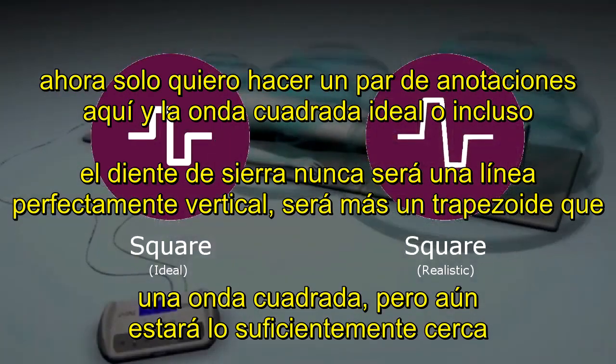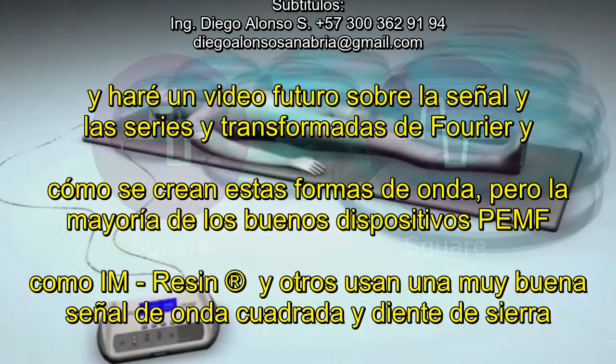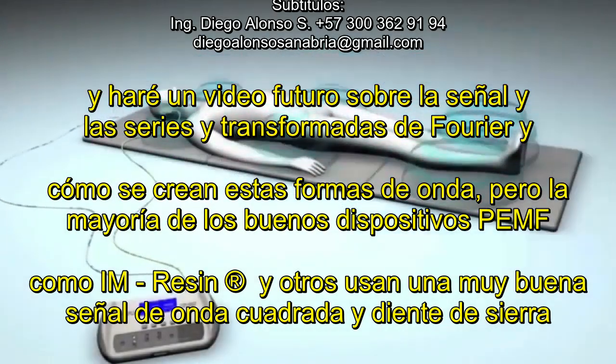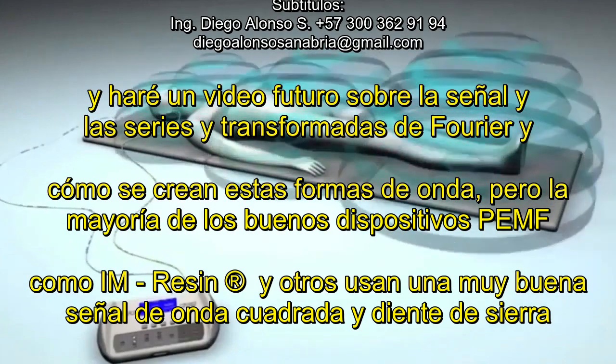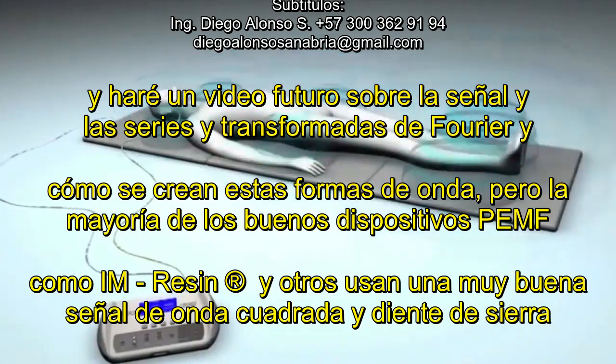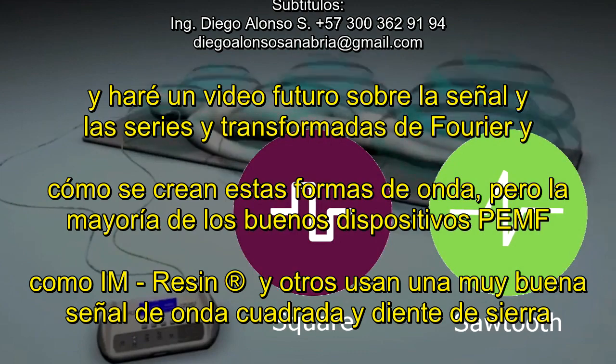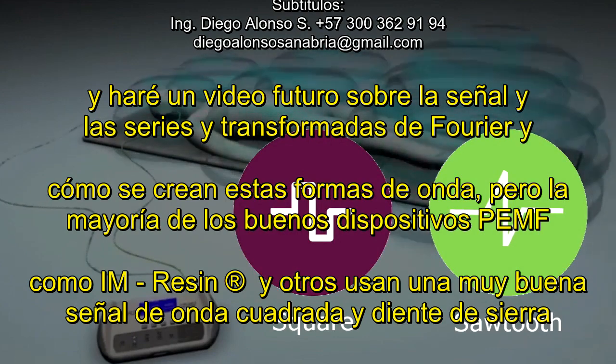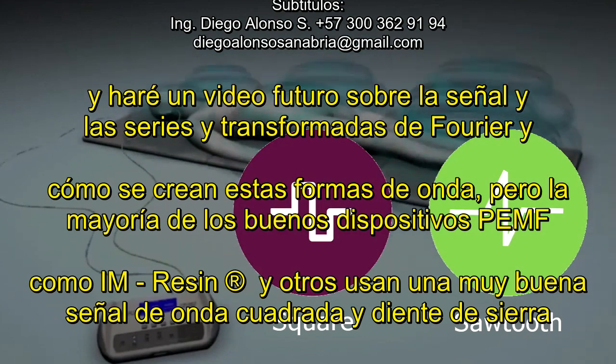Now, I just want to make a couple notes here. An idealized square wave, or even sawtooth, is never going to be a perfectly vertical line. It'll be more of a trapezoid than a square wave, but it's still going to be close enough. And I'm going to do a future video on the signal in Fourier series and transforms and how these waveforms are created. But most good PEMF devices, like the IMRS and like some others, use a very good square wave and sawtooth signal.